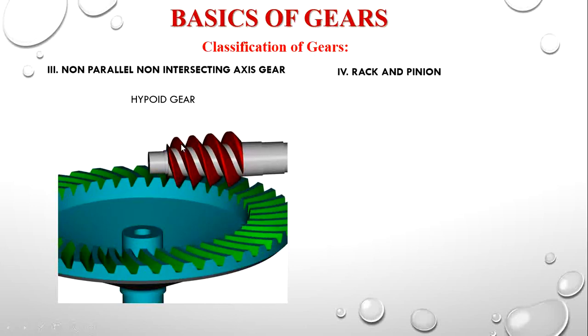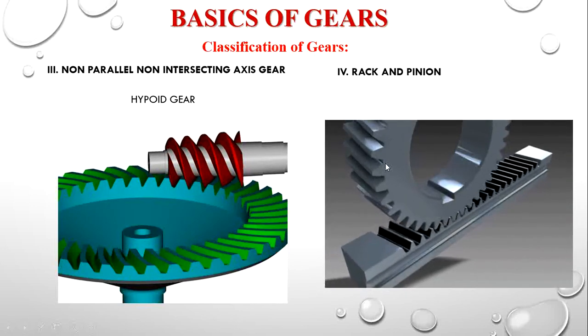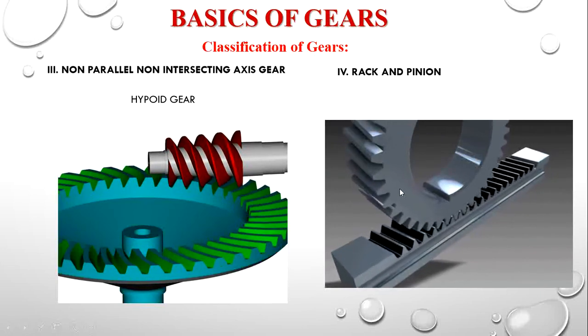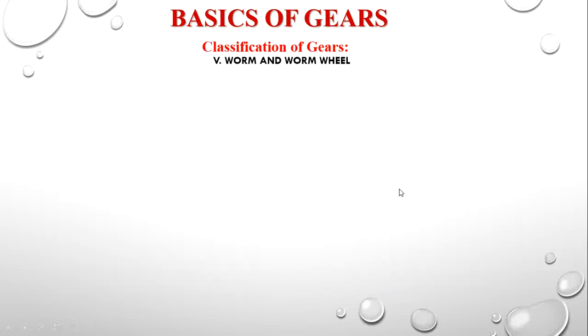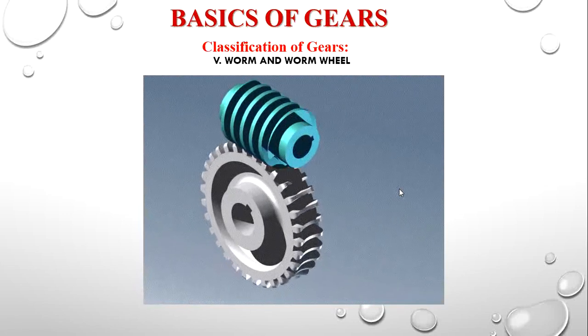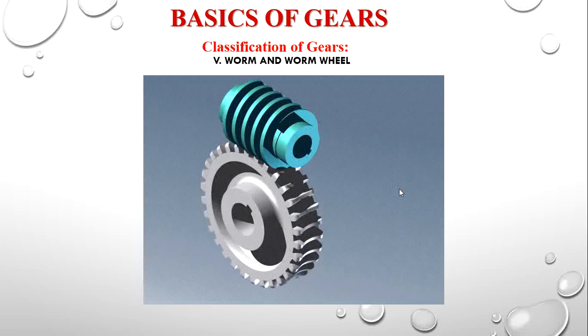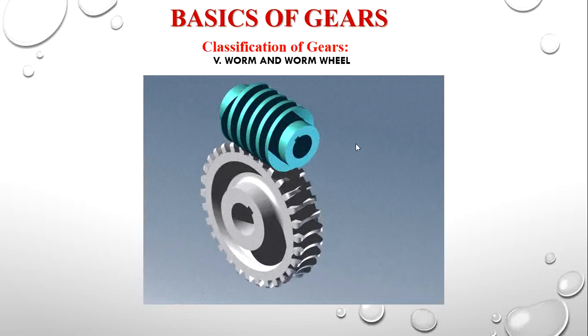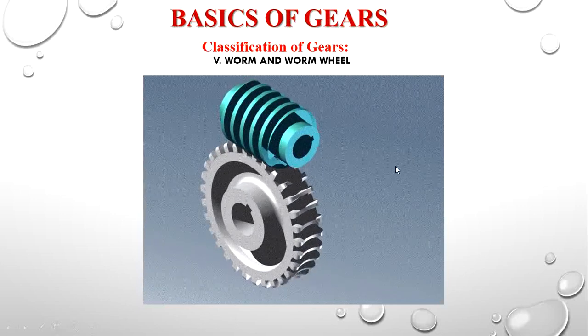A few more types are there. Rack and pinion gear: whenever the gear transmits motion along a straight line on a rack, that is called a rack and pinion gear. And worm and worm wheel. Worm and worm wheel are used to transmit power when the velocity ratio is very high, from very fast speed to very slow speed. Then we have to use a worm gear, and in many machines we are using that.